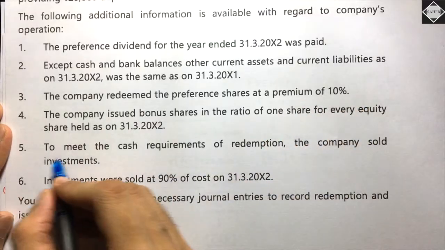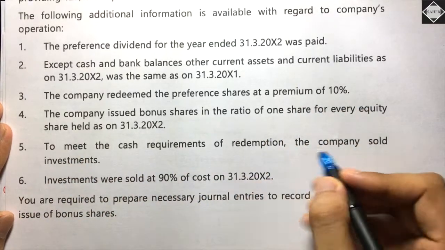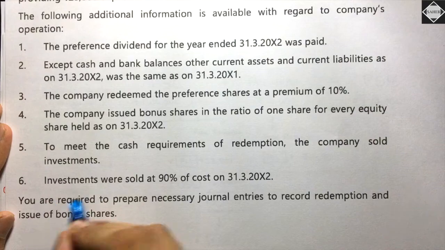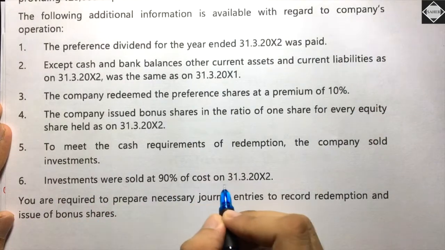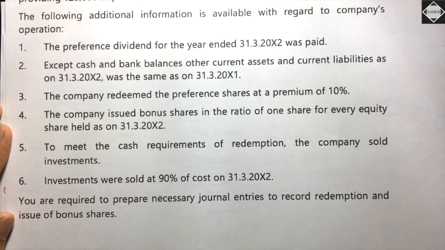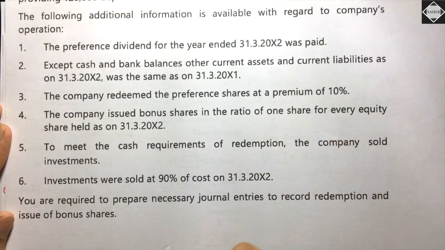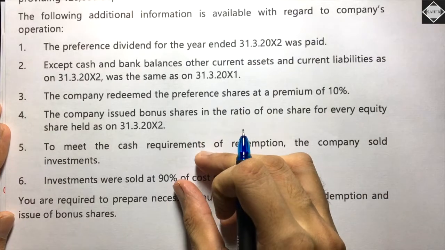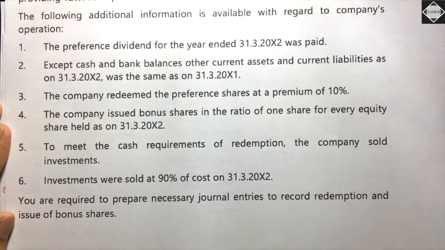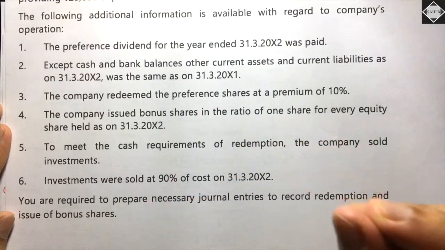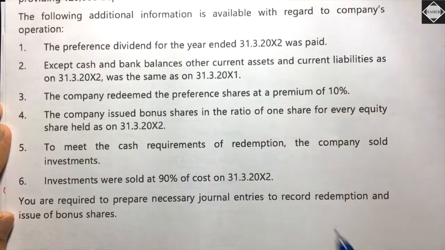The question told us exactly what to do about that: to meet the cash requirements of redemption, the company sold investments. Investments were sold at 90% of cost on 31st March 2022. After this we will have cash. So this entry you have to pass first before going ahead with the redemption process. First you have to do the cash management properly. This is the cash management.